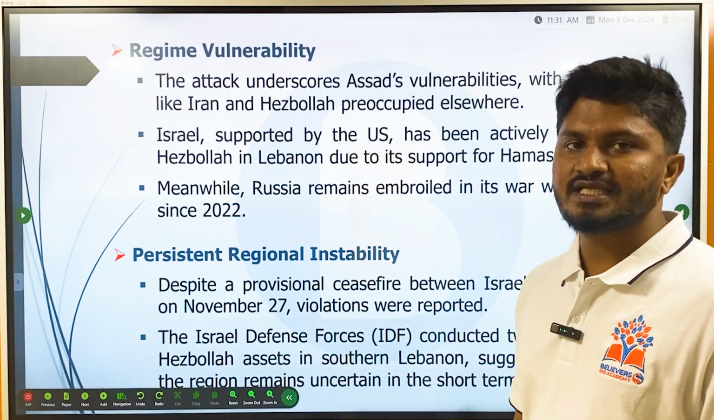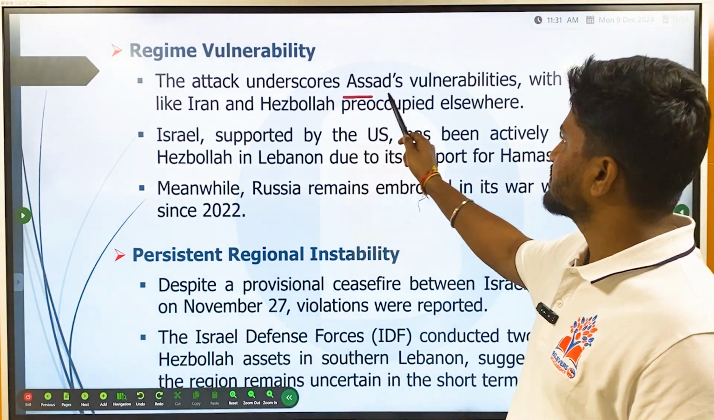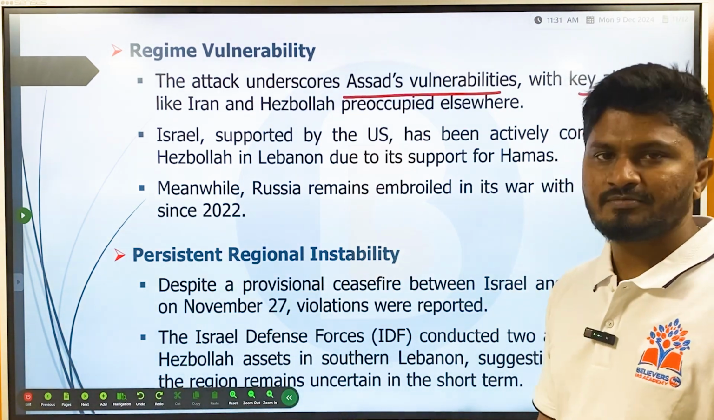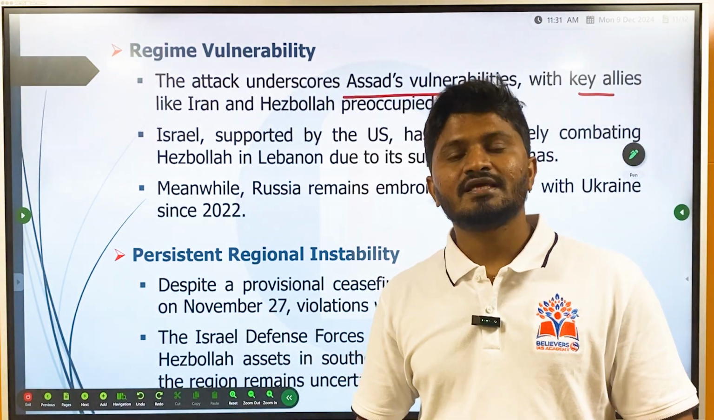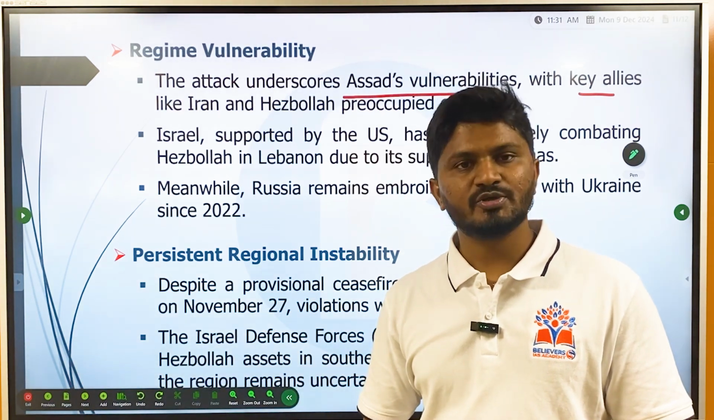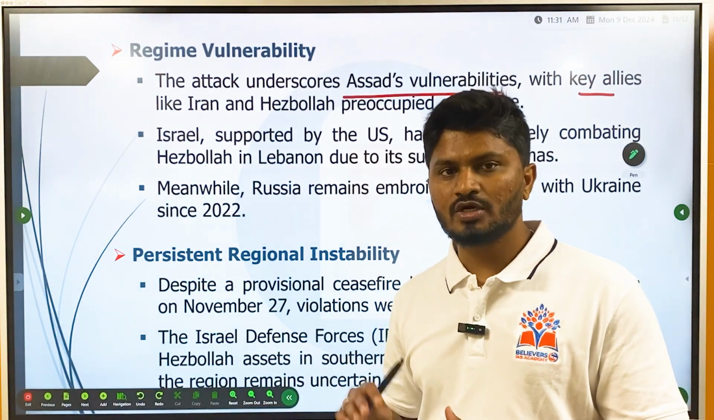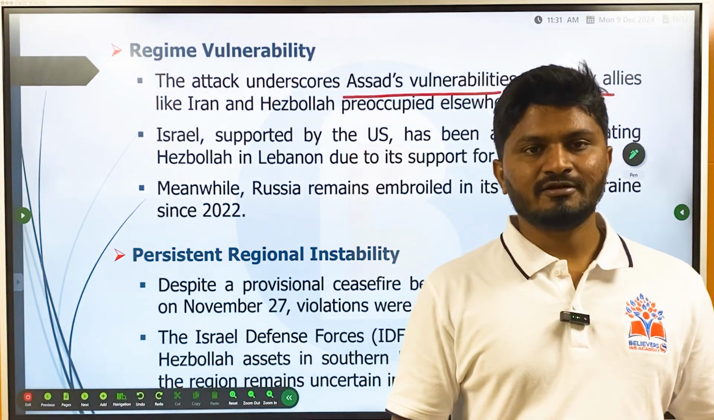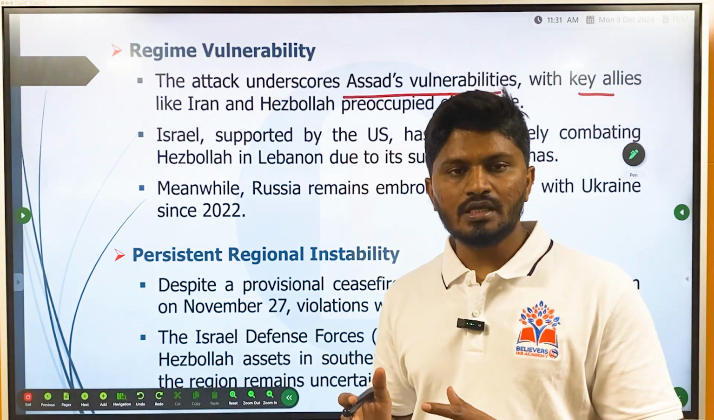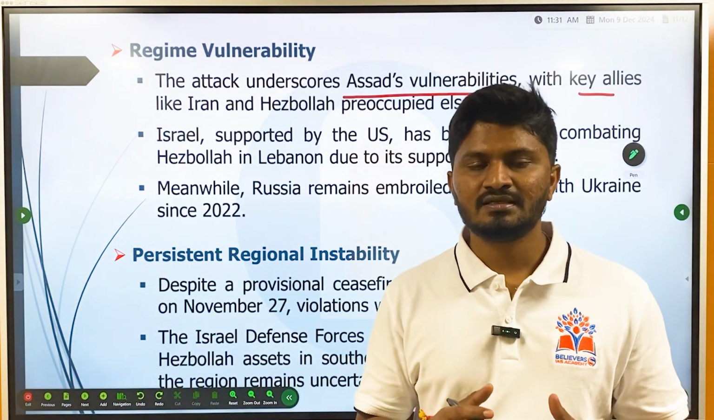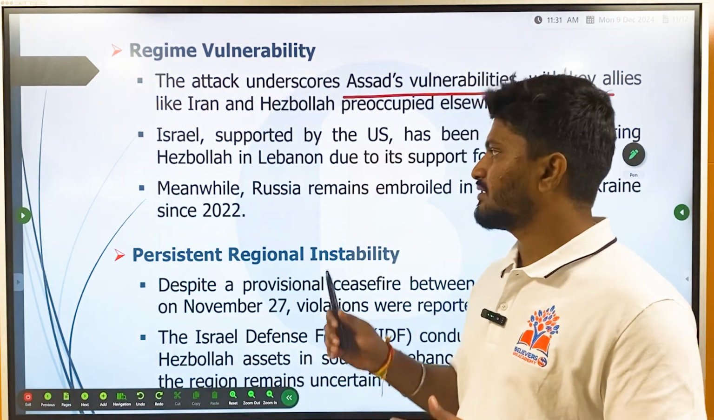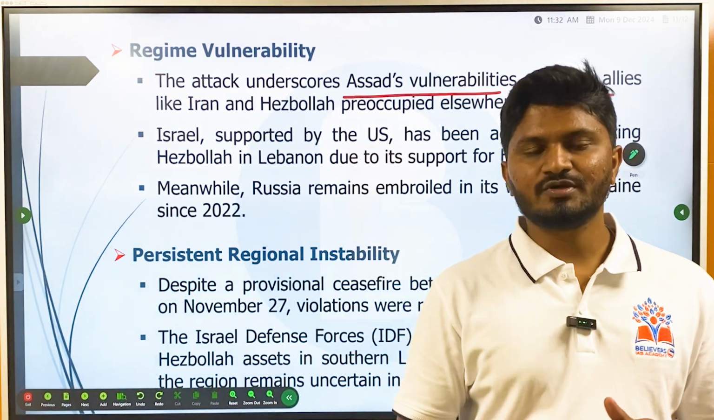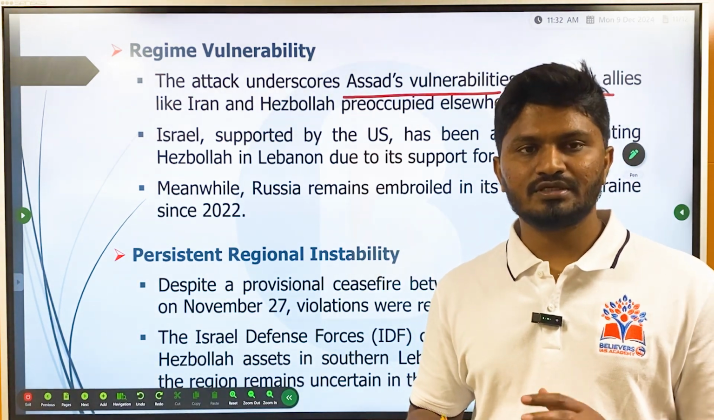And then there is regime vulnerability, meaning the attack underscores Assad's vulnerabilities with key allies like Iran and Hezbollah preoccupied elsewhere. Previously, what was the condition of Assad? He was supported by Russia, by Iran, by Hezbollah. Because they had free time, because they were not occupied elsewhere, they were in support of Syria, and they were able to keep HTS at bay. But now Iran is occupied with Israel, Hezbollah is occupied with Israel, Iran is also occupied with USA, and Russia is occupied with the Ukraine war. So they are not able to turn their focus towards Syria because they themselves are focusing on their own issues.